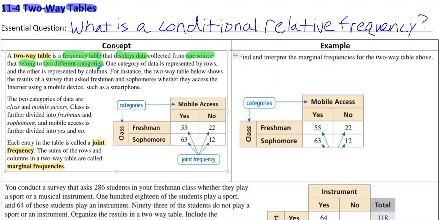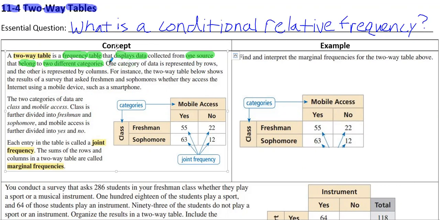All right, quickly, two-way table. See this? This is a two-way table. Class. That is one source, one class, two different categories, freshman, sophomore. Mobile access, which is like access to, let's say, a phone. One source, two different categories, yes or no. Do you or don't you have access to a mobile phone or a cell phone?